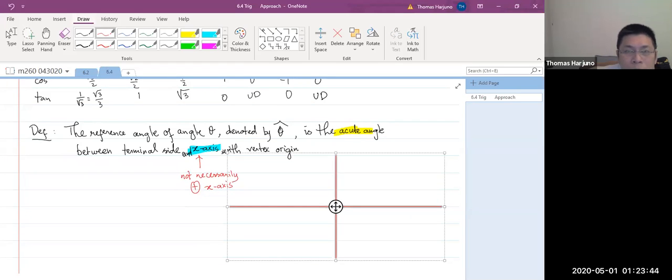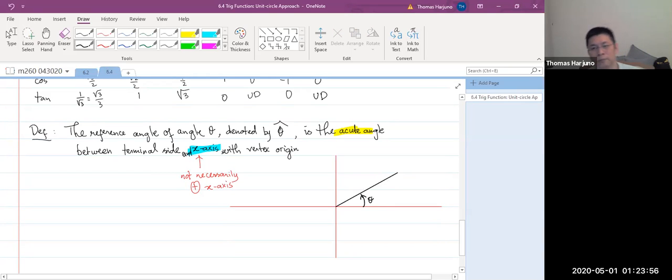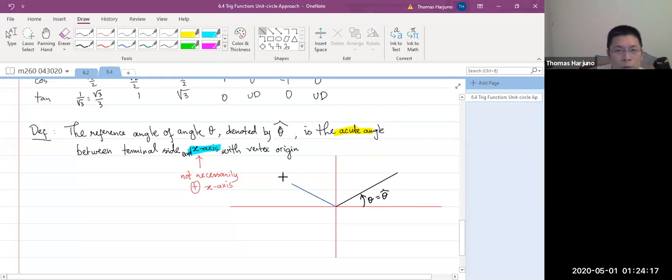Suppose I have an angle in the first quadrant. Okay, then you will see the reference angle of this angle is the same as the angle itself.